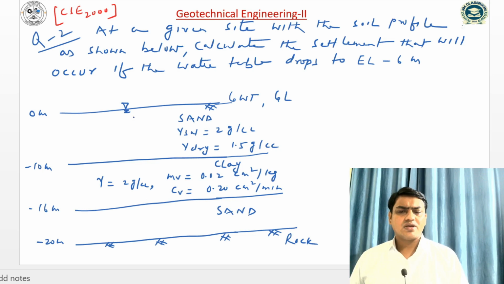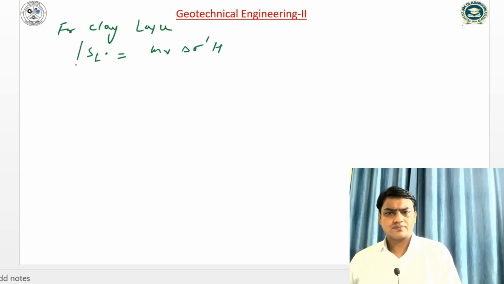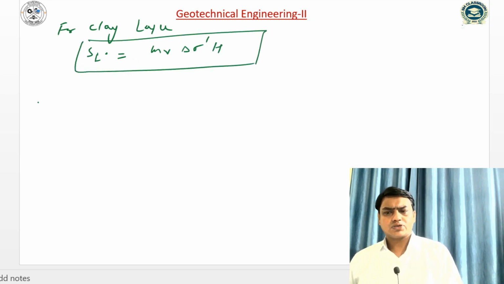So for delta sigma dash, in the first case when the water table is at the ground level, what will be the effective stress at the middle of the clay layer, and then when the water table drops from 0 to minus 6 meter, what will be the effective stress? So for the clay layer, primary consolidation settlement can be computed as mv into delta sigma dash into H. So for delta sigma dash, there are two cases.